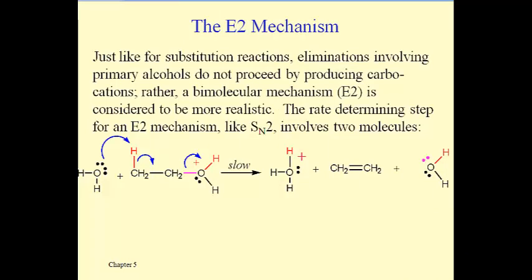Again, like I said in the last little segment, just like we have SN1 and SN2, we have E1 and now E2. And the E2 mechanism, that 2 stands for the fact that the key is that 2 molecules are involved in the slow rate determining step.